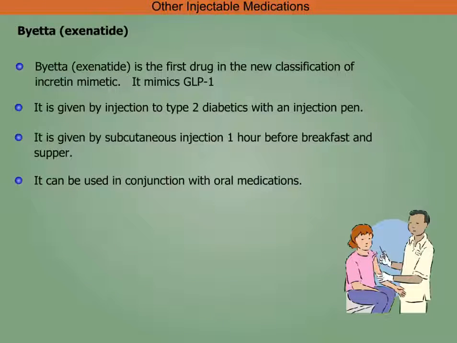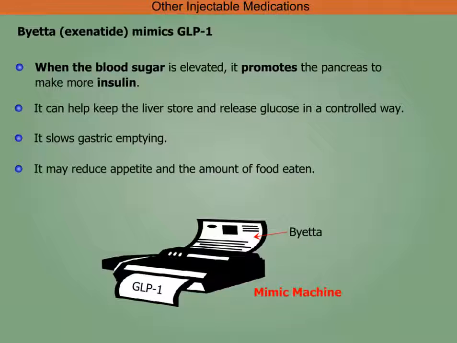Byetta. Byetta is the first drug in the new classification of incretin mimetic. It mimics GLP-1. It is given by injection to type 2 diabetics with an injection pen. It is given by subcutaneous injection 1 hour before breakfast and supper. It can be used in conjunction with oral medications. Byetta mimics GLP-1. When the blood sugar is elevated, it promotes the pancreas to make more insulin. It can help keep the liver store and release glucose in a controlled way. It slows gastric emptying. It may reduce appetite and the amount of food eaten.